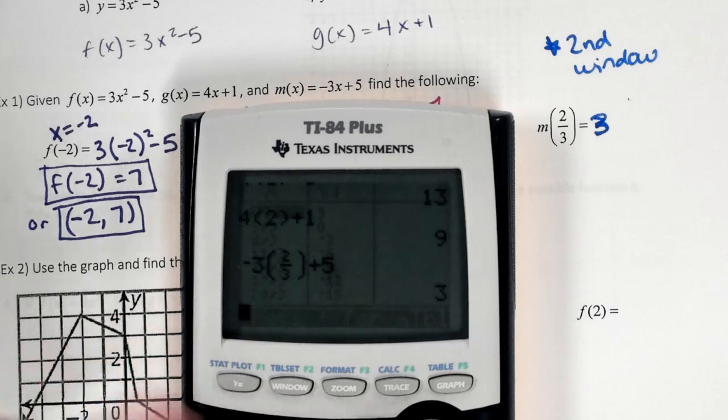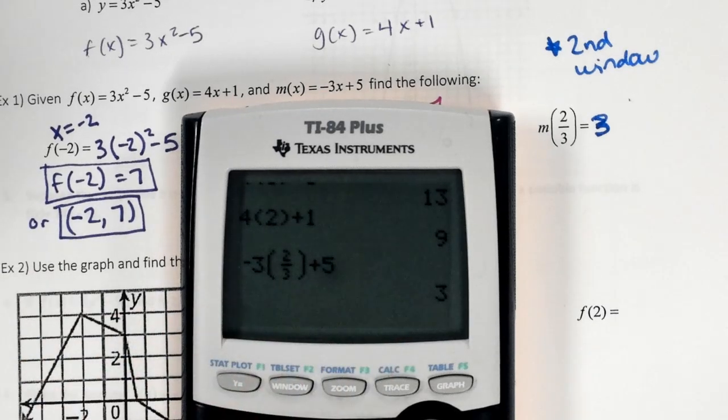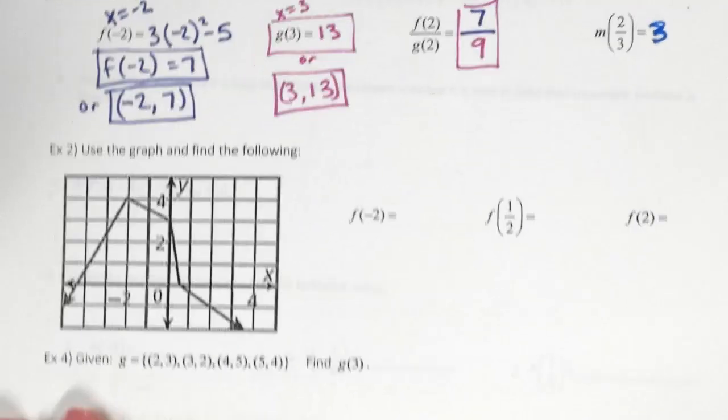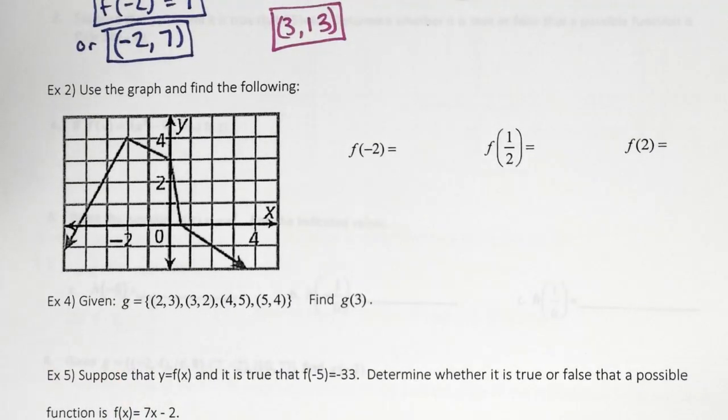Or could you have just done them like that if it's a fraction? If you do it like this, it'll always give you the fraction. Cool? Okay. So knowing that, let's look at the next example. What do you notice about example 2? It's a graph, and there is no equation. So you can't even type this one in your calculator. You just have to know the graph.